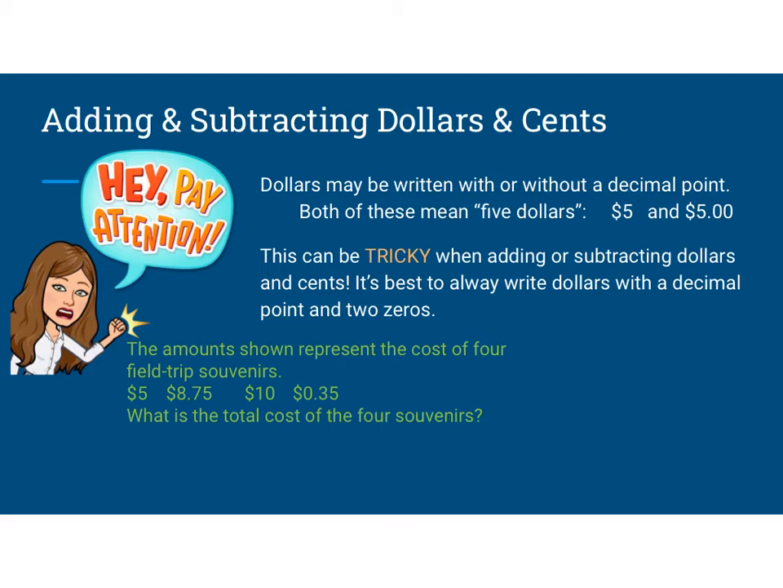Okay, this next part, yes, I want you to pay attention. So dollars may be written with or without a decimal point. Both of these mean $5. You can see it just like this. You may also see it with a decimal and 2 zeros. Sometimes this is really tricky whenever you are adding or subtracting.